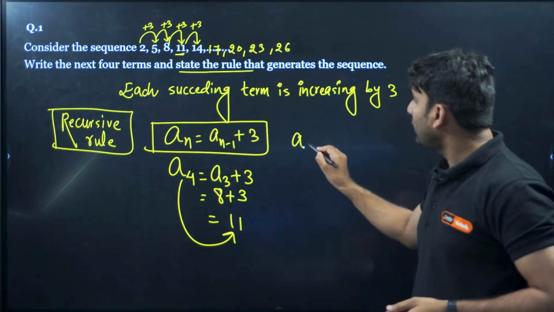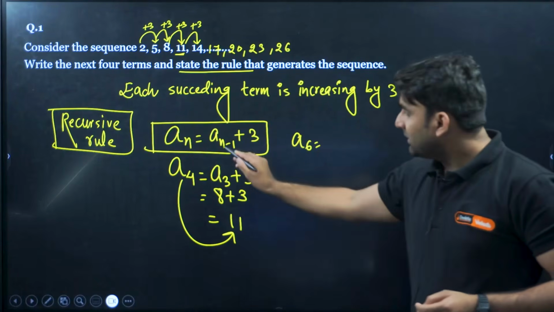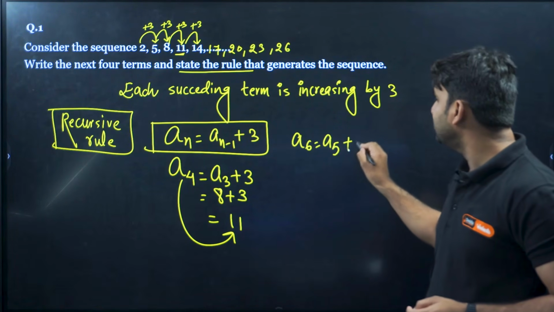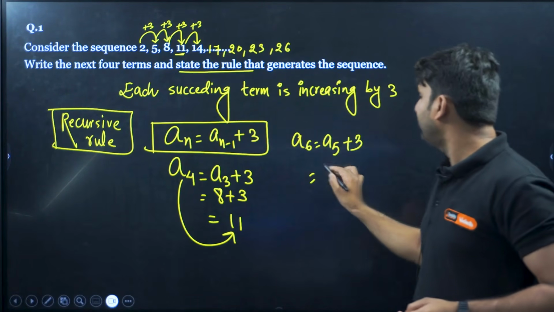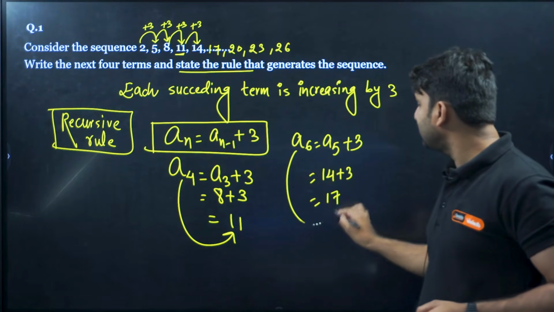For example, if I ask you what will be the 6th term, at the place of n you can put 6. After putting 6 here, 6 minus 1 will become 5th term plus 3. So where is the 5th term? 1, 2, 3, 4, 5. The 5th term is 14, plus 3, which is 17. So the 6th term is 17.